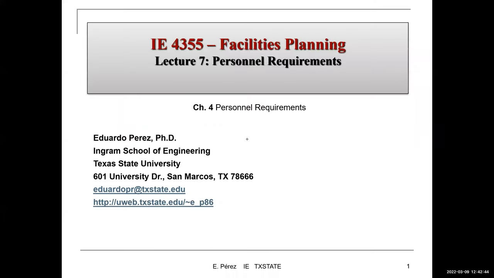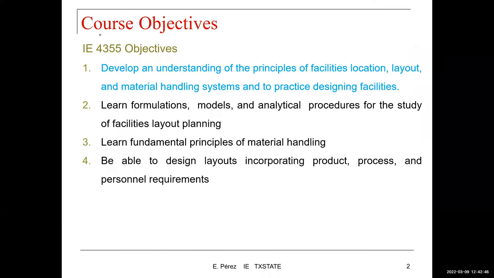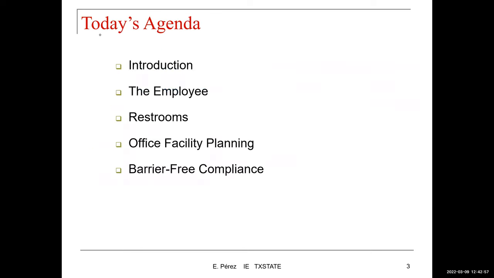So, personal requirements. Same objective: we are trying to understand the principles of facility location, layout, and material handling systems, and to practice designing facilities. And in here, we're going to look at this topic, specifically the employee. So how is the employee also influencing the facility design?